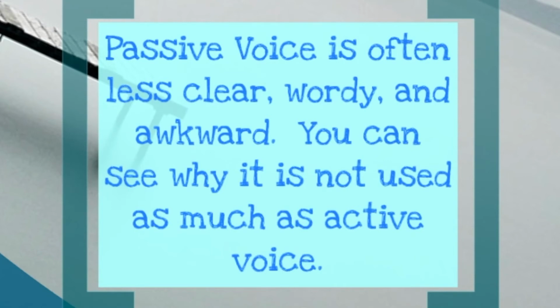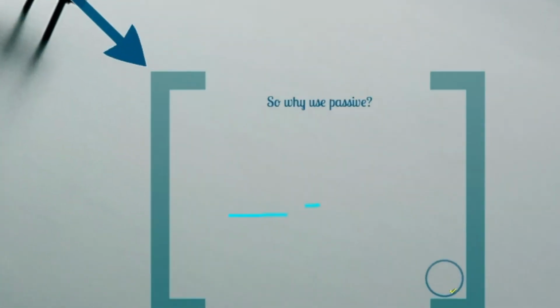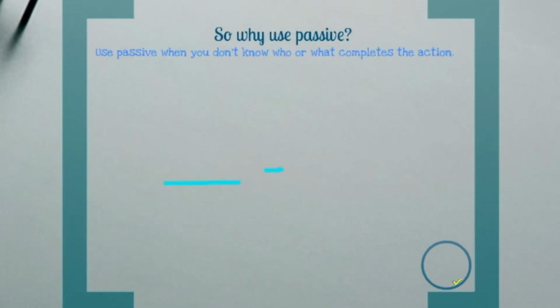Passive voice is often less clear, wordy, and awkward. You can see why it's not used as much as active voice. It is sometimes used stylistically by authors to change up patterns of sentences. Why should we use passive voice if it's so awkward?